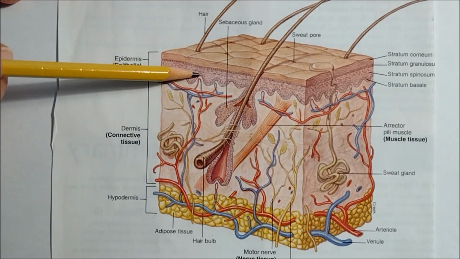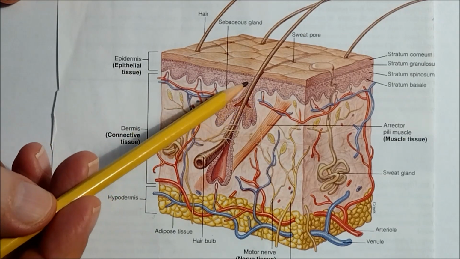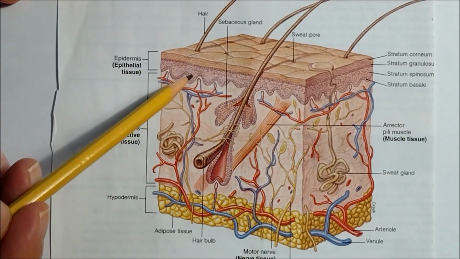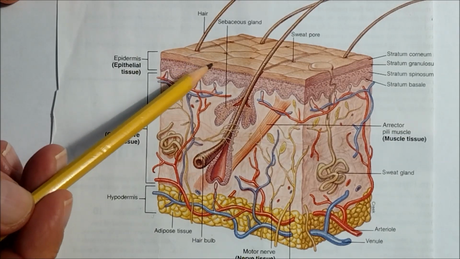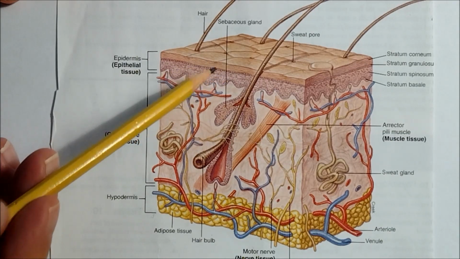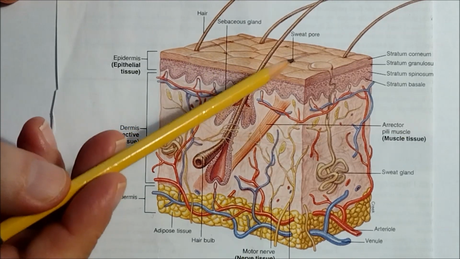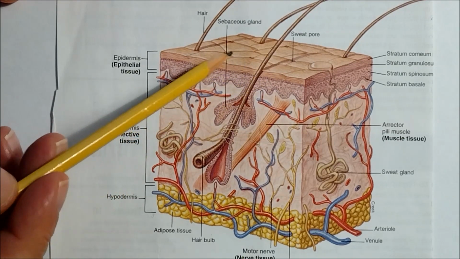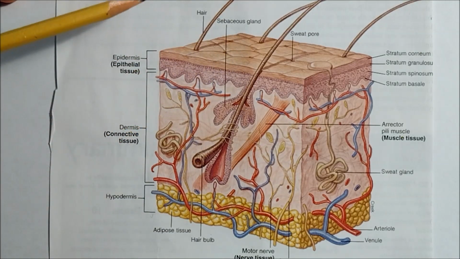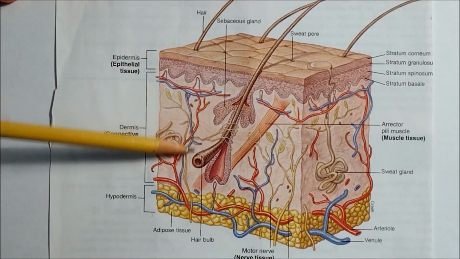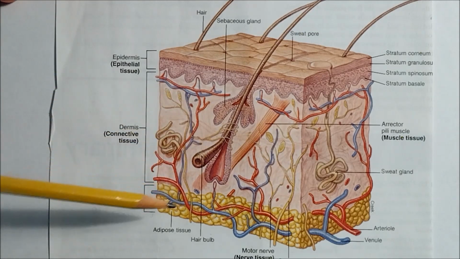And just under the layer of dead cells is a layer of living cells that, as they live, push upward and eventually die and become part of the dead surface here. The dead surface has a waxy substance inside of it which keeps the body fairly waterproof. As we go down into the dermis, we notice a lot of things happening.